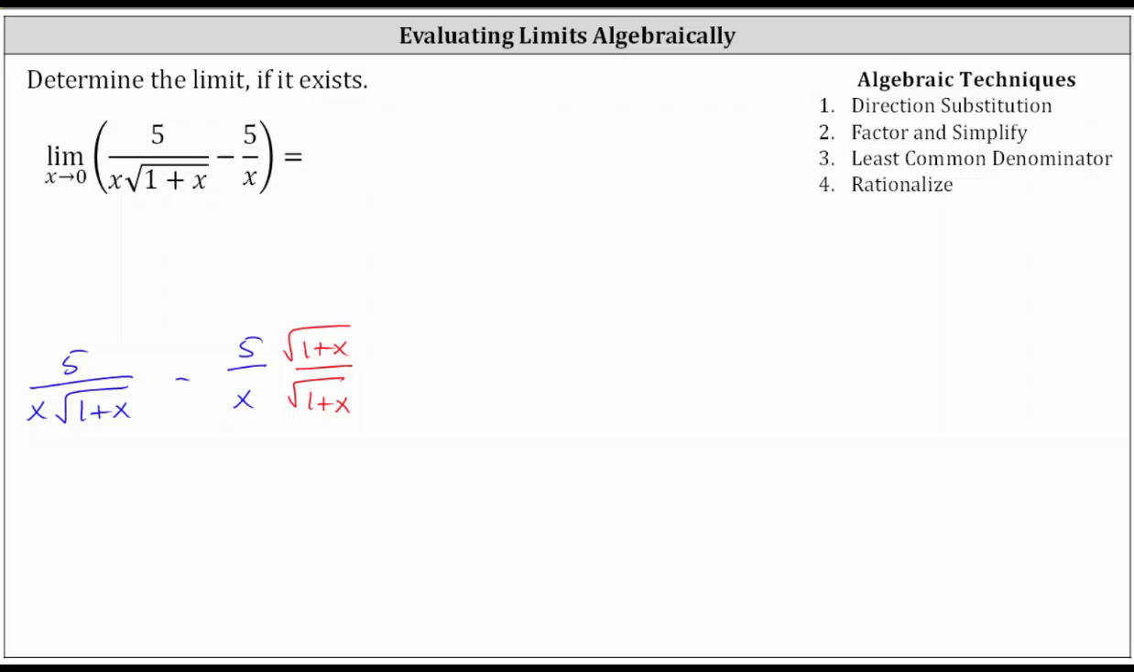Notice now we do have a common denominator. The common denominator again is x times the square root of the quantity 1 plus x. In the numerator we now have 5 minus 5 times the square root of the quantity 1 plus x. If we try to perform substitution now, we have the indeterminate form of 0 divided by 0. So now we will multiply the numerator and denominator by the conjugate of the numerator, which is 5 plus 5 times the square root of the quantity 1 plus x.